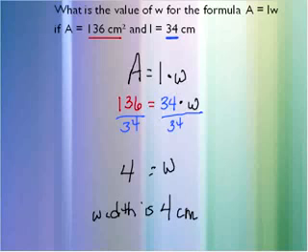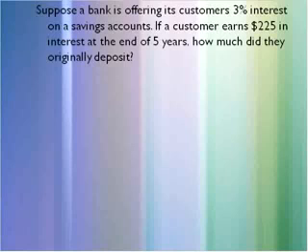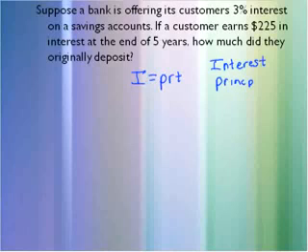And last but not least, let's look at an interest problem. Suppose a bank is offering its customers 3% interest on a savings account. If a customer earns $225 in interest at the end of 5 years, how much did they originally deposit? So we are talking about interest, so we're going to use the interest equation, I equals P R T. And if you're not sure what these stand for, let's write them out here on the side. I is interest, P is principal, R is rate, and T is time in years.